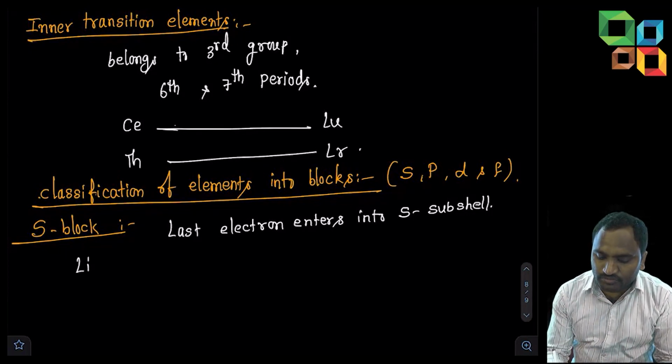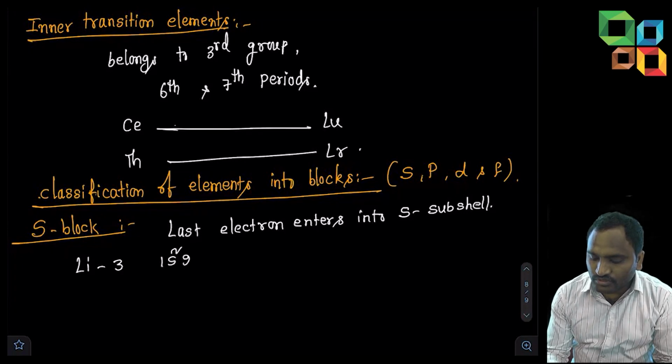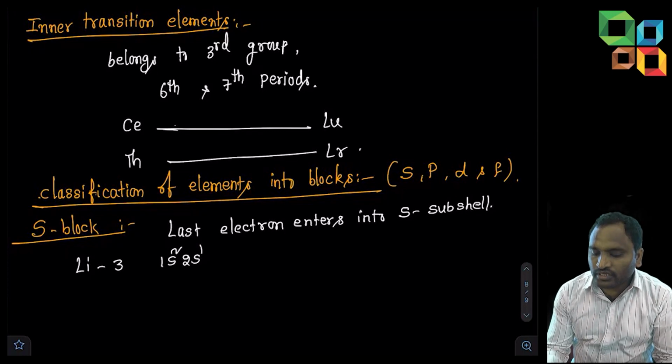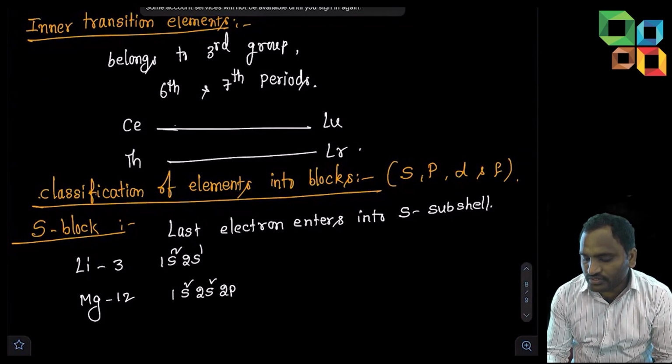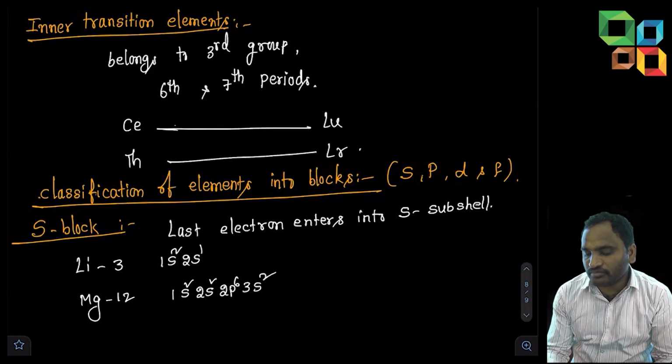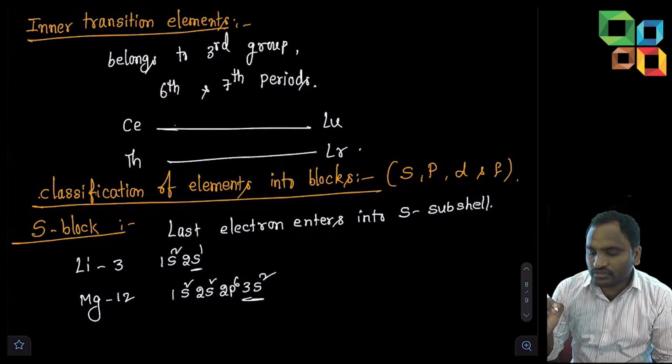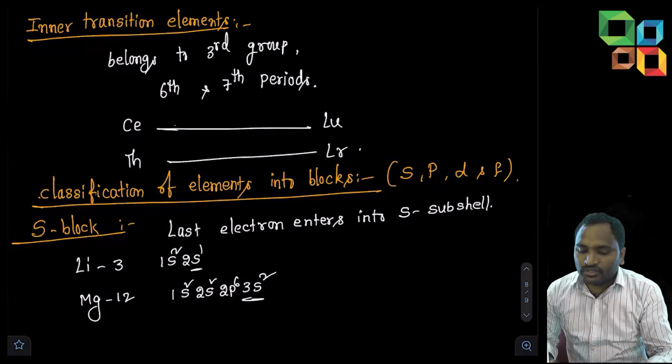Example, if you take lithium, atomic number 3, 1s2, 2s1. Here the last electron is in the S subshell. In the same way, magnesium: 1s2, 2s2, 2p6, 3s2. Here also the last electron is in the S subshell. So these are S block elements.